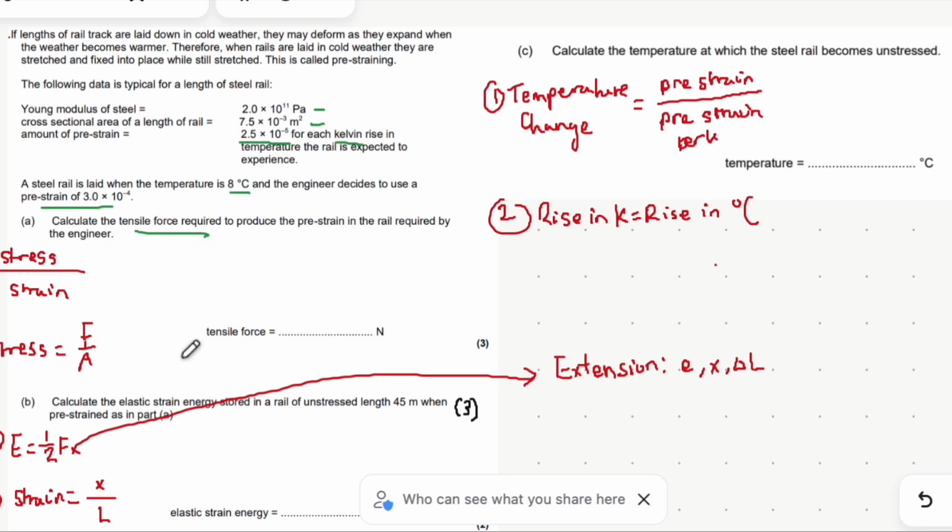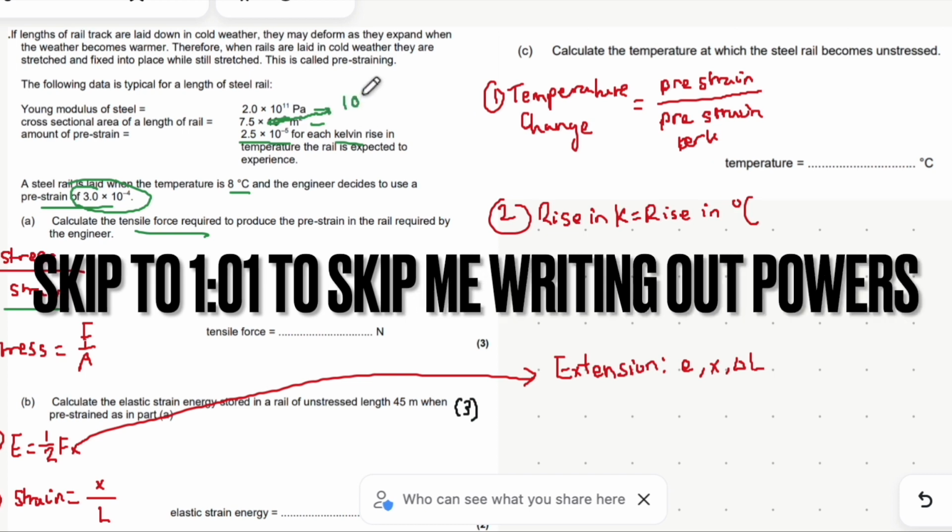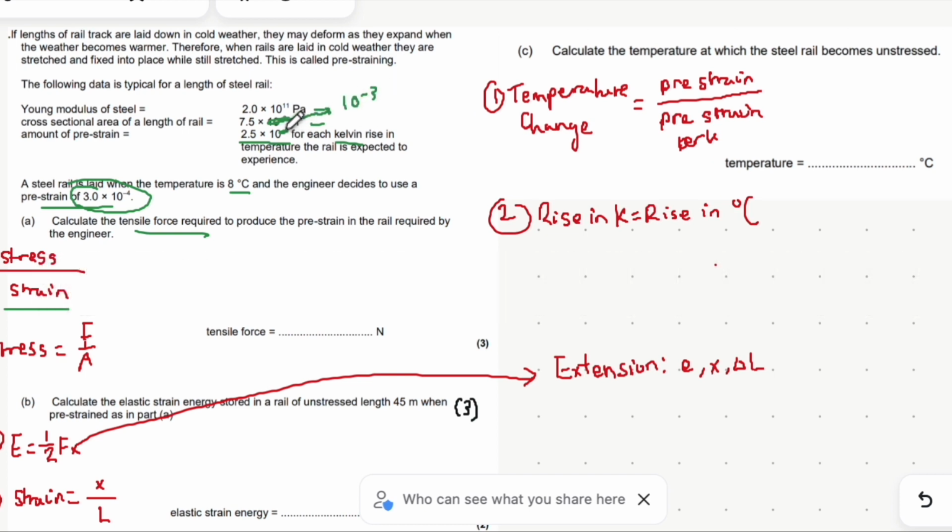It's asked for the force here. Because it's given you Young's modulus and strain, Young's modulus 2 times 10 to the 11. By the way, I just realized these are very small, so I'm going to rewrite these powers out. This was 10 to the power of minus 3. This was 10 to the power of minus 5. And this here says 10 to the power of minus 4. Sorry, I'm not sure why it's so small. Okay, let's use these now to do the rest of the question.